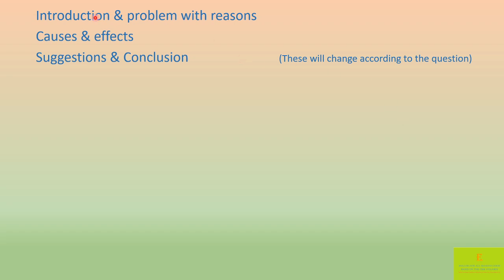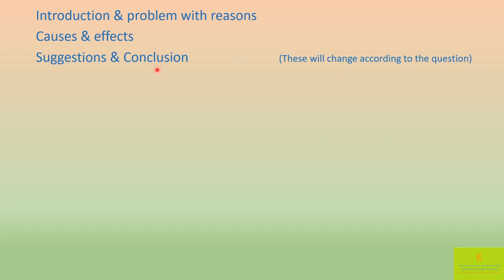So here comes what should be there in the content. First paragraph should be the introduction with the problems and reasons. Second paragraph should have causes and effects. And third paragraph should have suggestions and conclusions. Now, if you want to make a separate paragraph for conclusion, obviously it will be 4 paragraphs. So these things, obviously, are going to change according to your question.